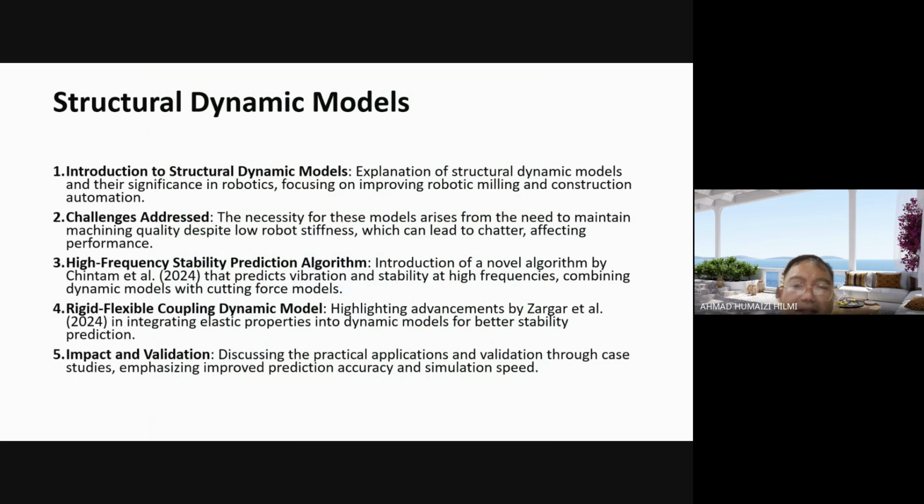This model can predict instability issues like chattering and vibration, and also enhance simulation speed, facilitating more efficient robotic operation. Then there is research by Zaga et al., integrating elastic properties into the dynamic model for better stability.